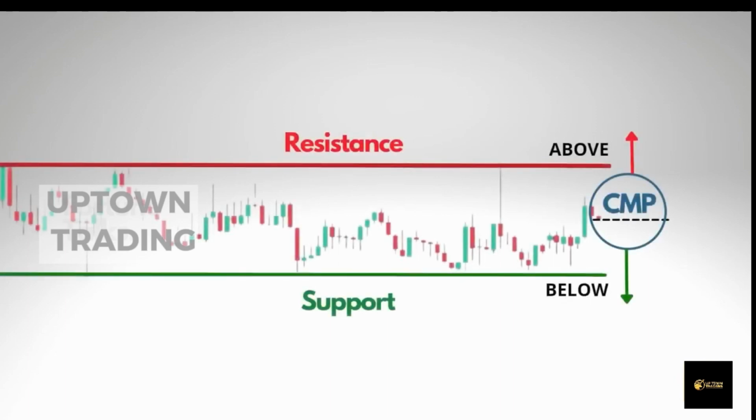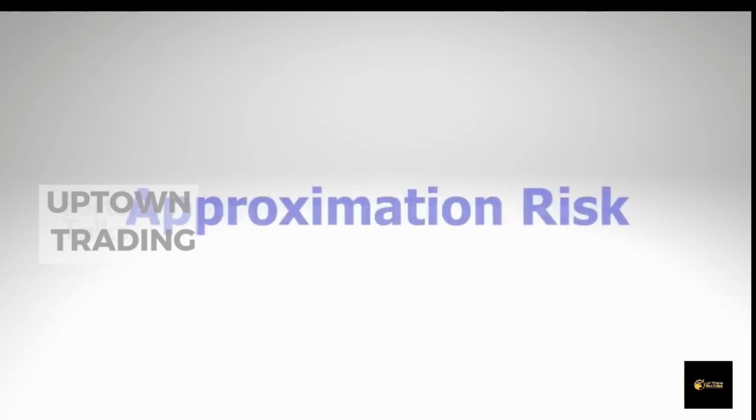So how do you tell whether you have drawn a support or a resistance? As we have discussed, if the market price stays above the level that we have drawn, it acts as a support. Similarly, if the market price is below the level that we have drawn, then it will act as a resistance. Here's an important mistake that most traders make while plotting the support resistance levels: the approximation risk.